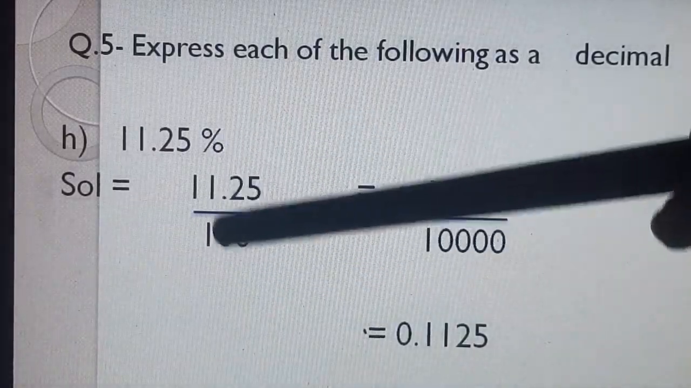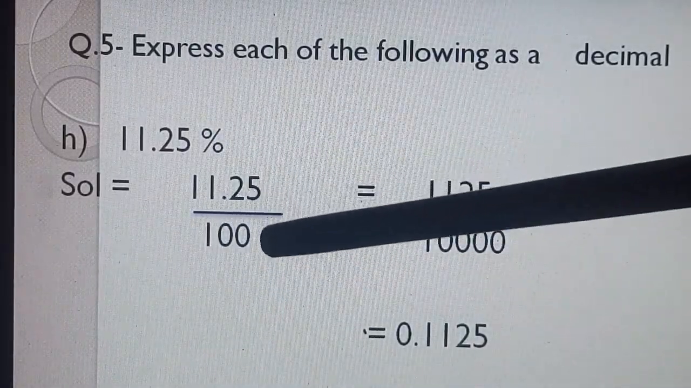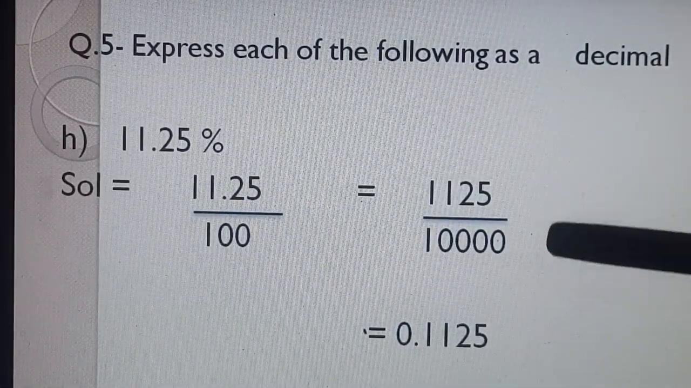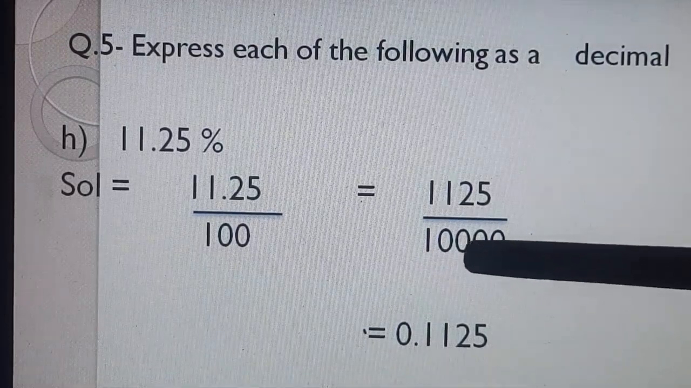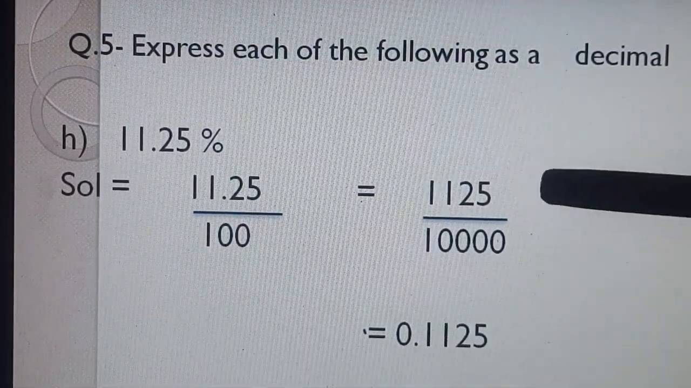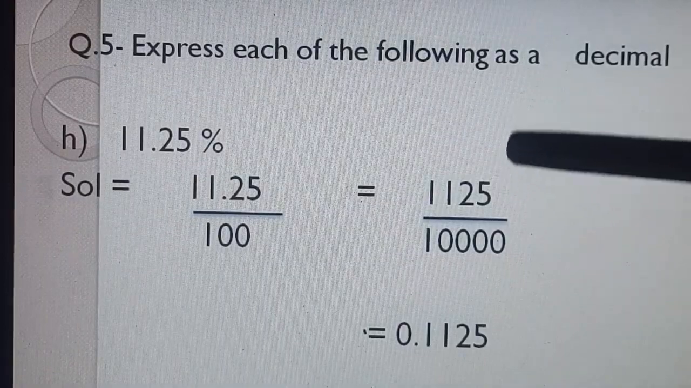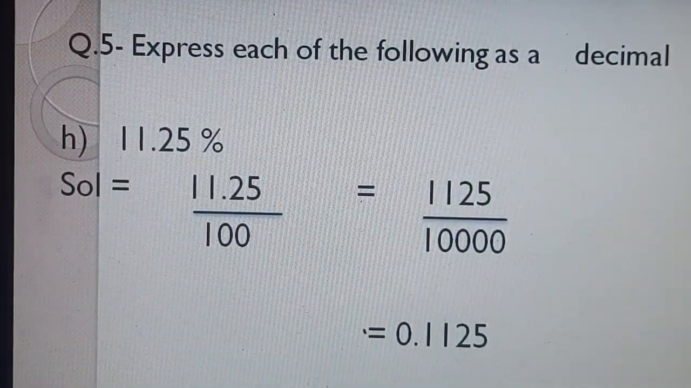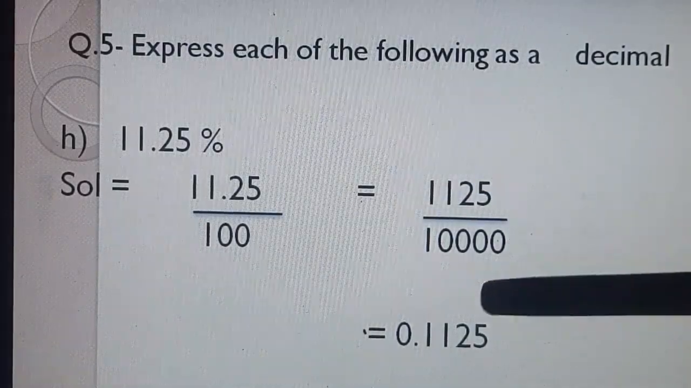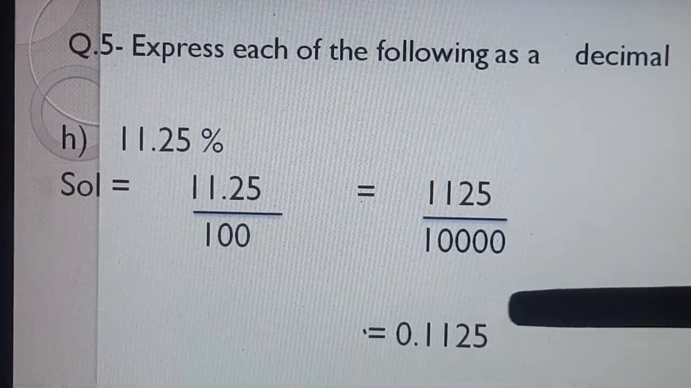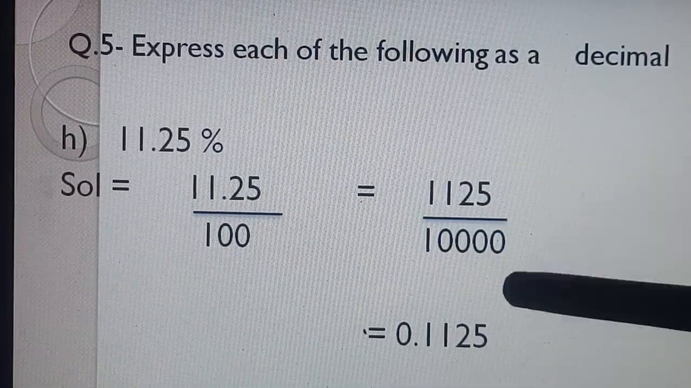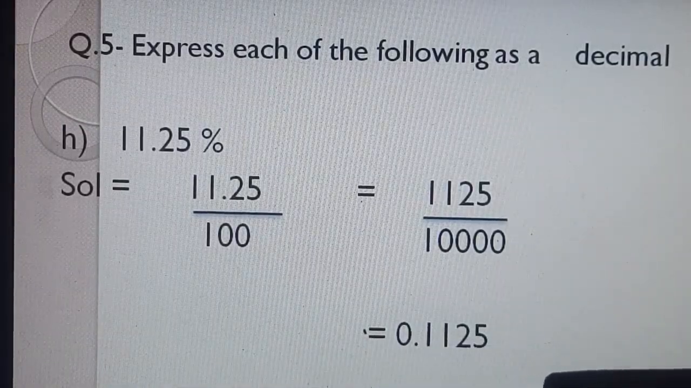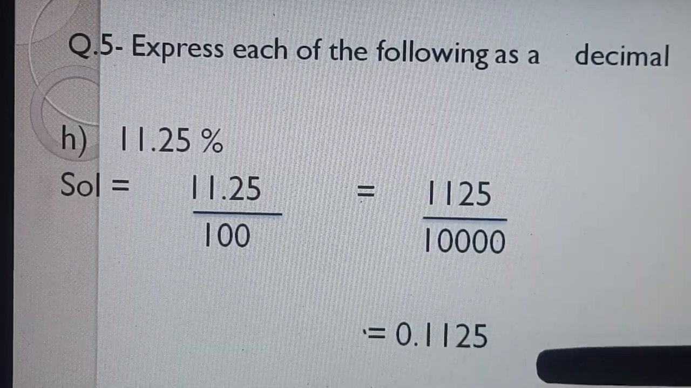2 zeros for percentage sign and 2 zeros when we are removing decimal. There are total 4 zeros in denominator now. Right? Now denominator is containing 10,000. 1, 2, 3, 4. 4 zeros. When we are converting it into decimal, we will count from ones place. Ones, tens, 100, 1000. Now we will put decimal. So our answer will become 0.1125. Understood? 4 zeros were there, so 4 digits we want after decimal. So our answer has become 0.1125.